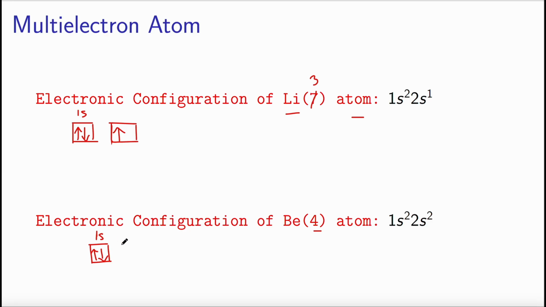1s, and the other one is the 2s orbital. So this is the 2s orbital, and 2s will have 2 electrons. So one will be up and one will be down.